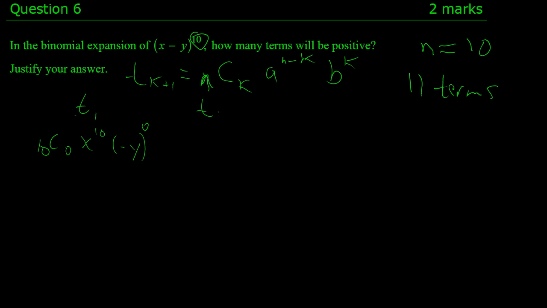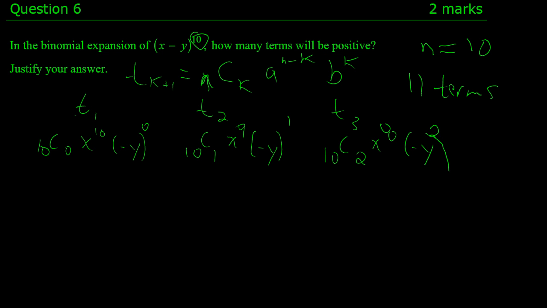All right, let's try to find term 2. Not much of a difference. It's 10 choose 1, x to the 9, and negative y to the 1. And let me just find the third term. The third term is 10 choose 2, x to the 10 minus 2, which is 8, negative y squared. I'm getting bored with this quite quick, but let's see if we could establish some type of pattern. Really we're just concerned with what's positive and what's negative.